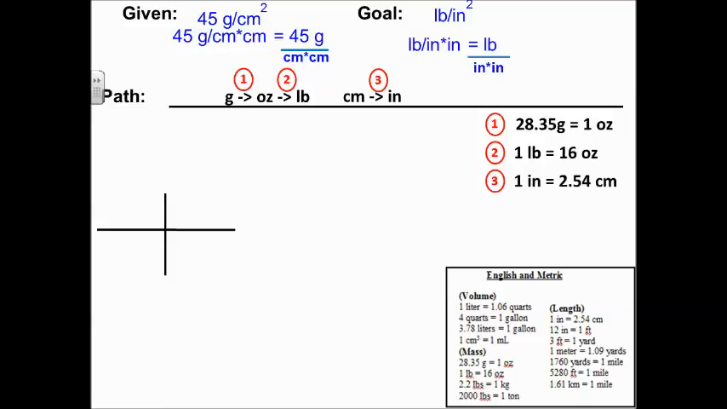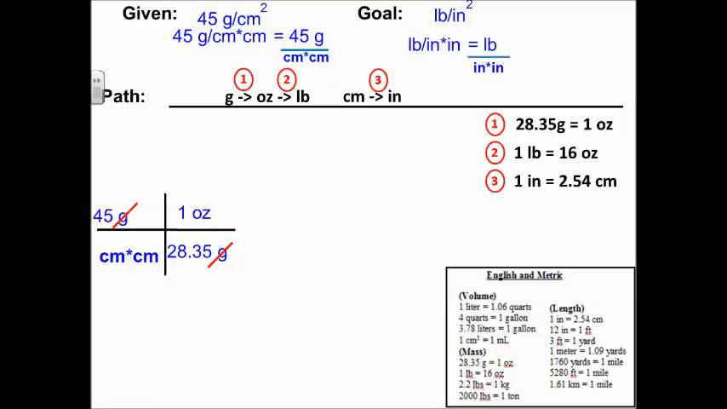Well, let's just start this off like we always do. Take what's given to us and put that on the left side. So we're going to have 45 grams on top and then centimeters times centimeters on bottom. Well, I always like to do the top first, so that's what I'm going to do. Let's get rid of this grams. We don't want grams in our final answer. Well, we have this conversion over here. 28.35 grams is equal to 1 ounce. So now grams on top are able to cancel out grams on bottom.